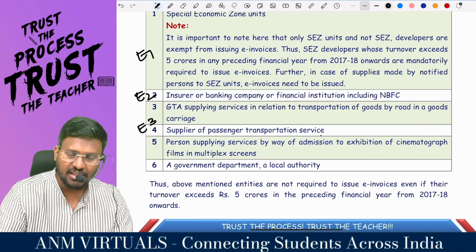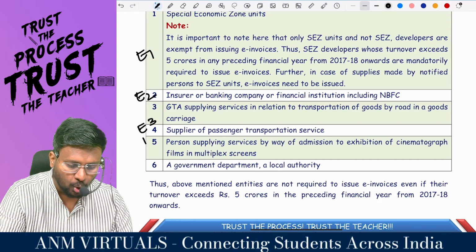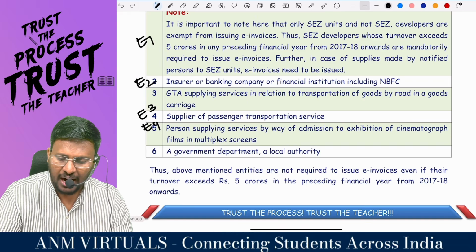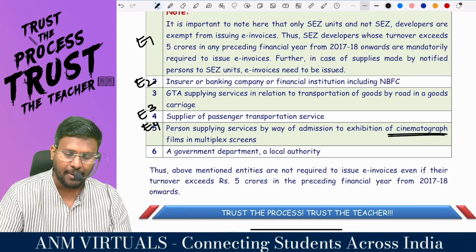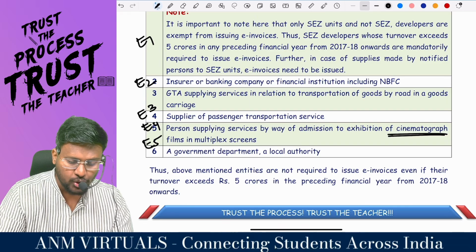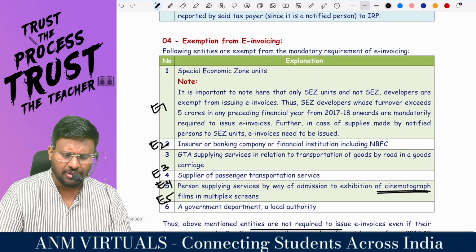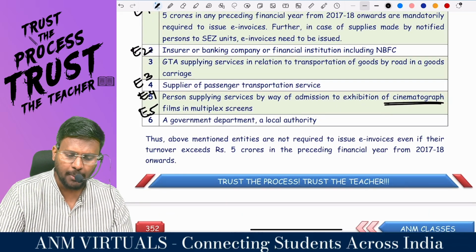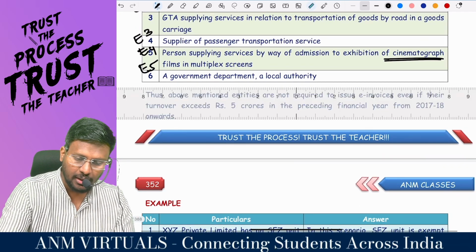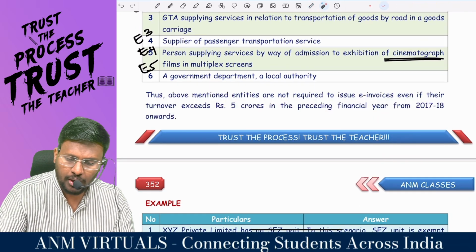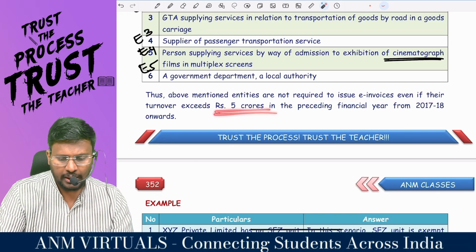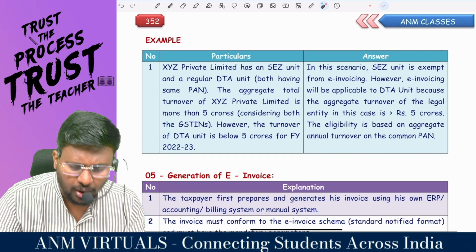Supplier of passenger transportation services, Ola, Uber, no need to raise the invoice. Person supplying service by way of admission to exhibition of what film? Cinematographic film in multiplex screens like film theaters is not liable to issue the e-invoice. They are exempt from e-invoicing. And government department or what authority? Thus, the above mentioned entities are not required to issue what invoice, even if their turnover exceeds how much crore in the preceding financial year from 17-18 onwards.